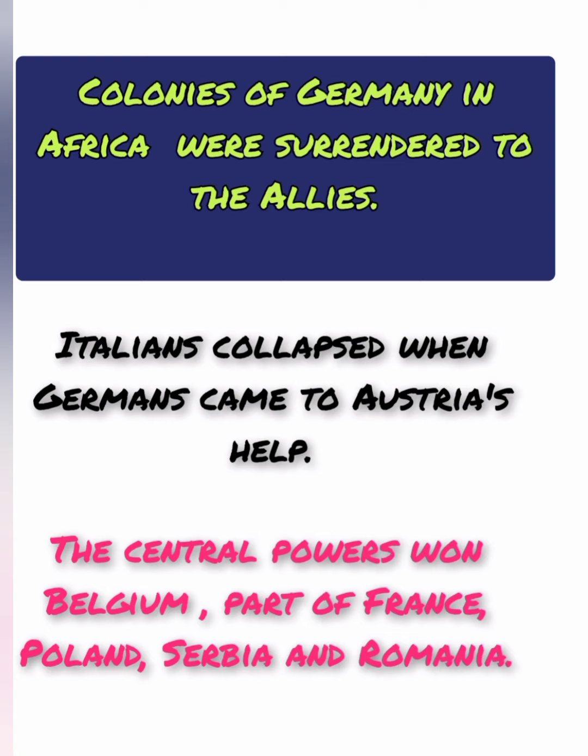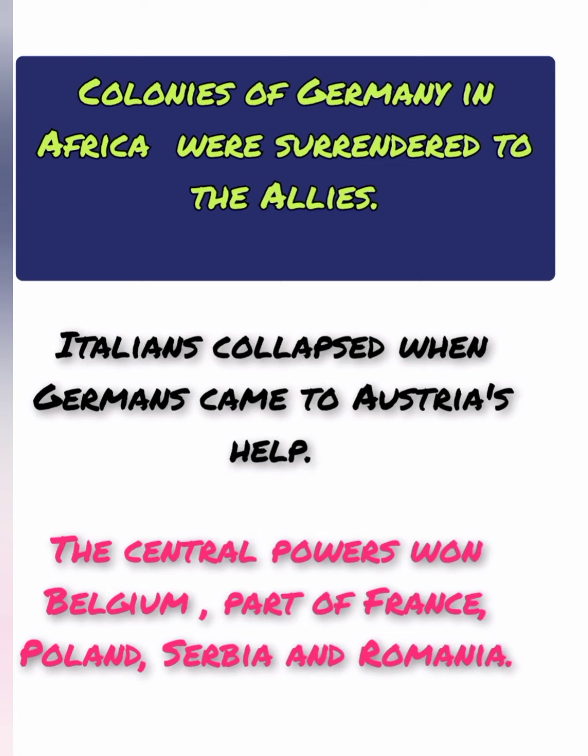Colonies of Germany in Africa. The German colonies in western and eastern Africa were also attacked by the Allies. As these colonies were quite far from Germany, they could not receive any help and therefore surrendered to the Allies. Italy joined the Allies in the war in May 1915.